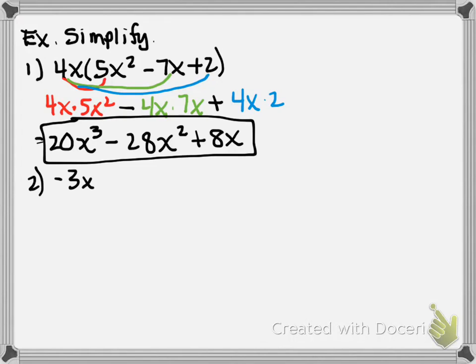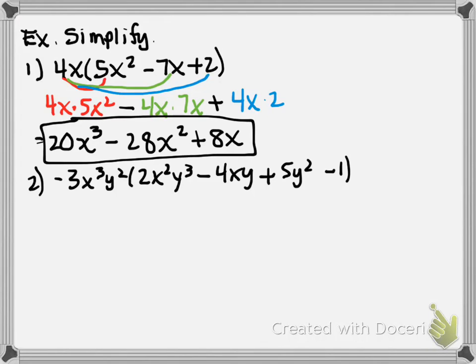We've got negative 3x cubed y squared. We want to multiply it by 2x squared y cubed minus 4xy plus 5y squared minus 1. So, same process. We're going to start with multiplying the monomial times the first monomial in the polynomial. So that gives us negative 3x cubed y squared times the 2x squared y cubed. And then the operation says subtract, so I'm going to write that in.